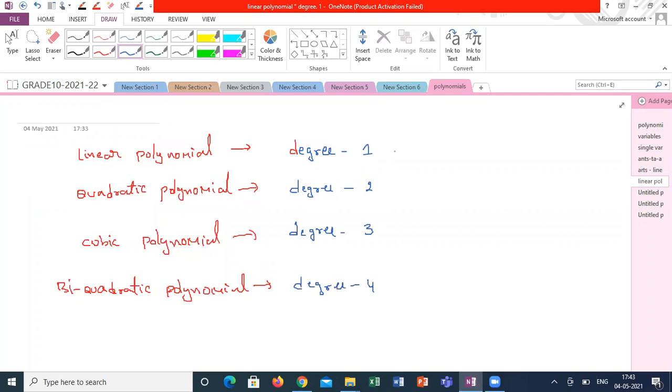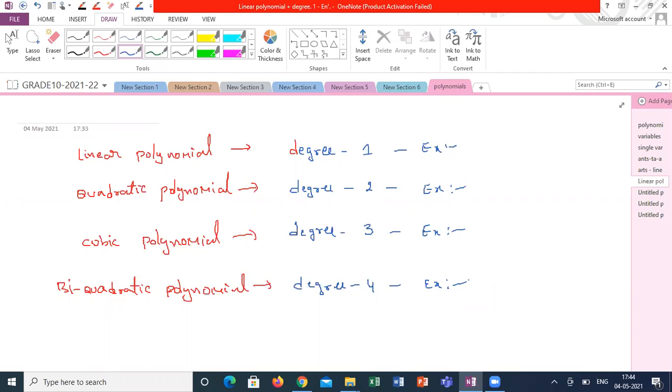Can anyone give an example of a linear polynomial, an example of a quadratic polynomial, an example of a cubic polynomial, an example of a biquadratic polynomial? Anyone? Here I am not specifying how many variables, I am just talking about a linear polynomial. It might be 2 variables, or 3 variables, or 4 variables also. But it should be a linear polynomial. A linear polynomial is a polynomial whose degree is 1.